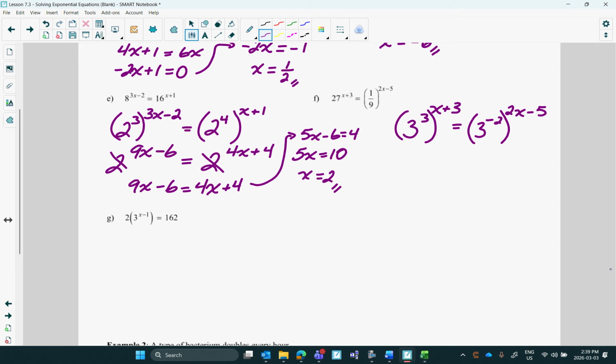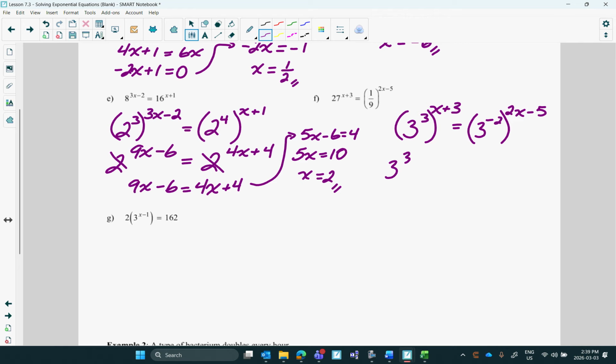Just remember, when you see questions like this, when you see the numbers 2, 4, 8, 16, 32, you should be thinking base 2. When you see 3, 9, 27, 81, you should be thinking base 3. When you see 4, 16, 64, you should be thinking base 4. 5, 25, 125 is base 5.